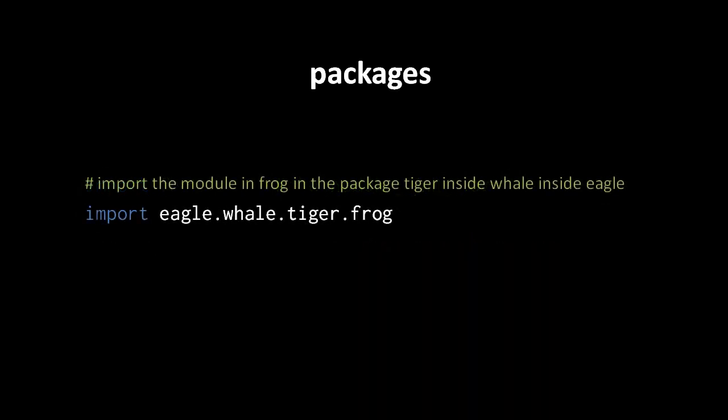Now, of course, we can have directories within directories, so we can have packages within packages. So here, for example, import eagle.whale.tiger.frog. This imports a module frog from a package called tiger, from inside a package called whale, inside a package called eagle. Though actually, as we just saw, you can directly import packages themselves, so we can't say for certain, just looking at this line of code, that frog is actually a module and not a package.